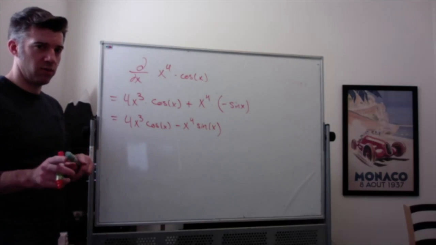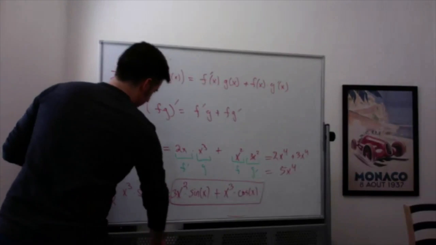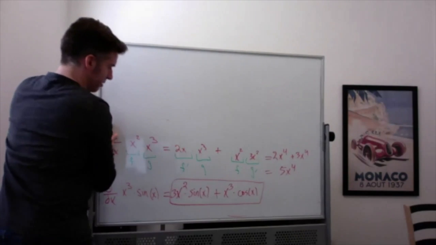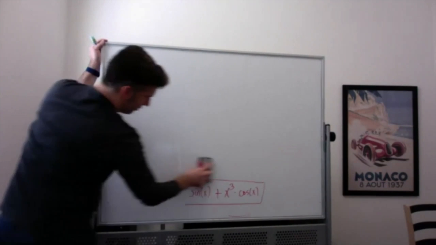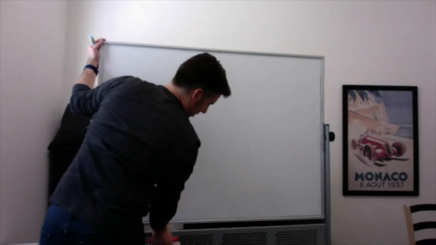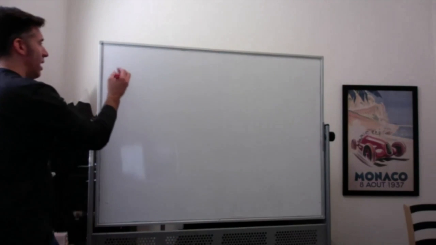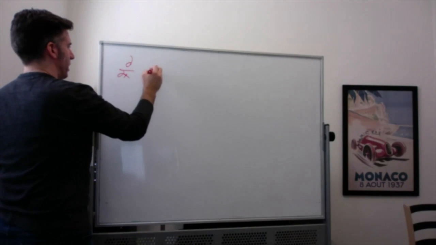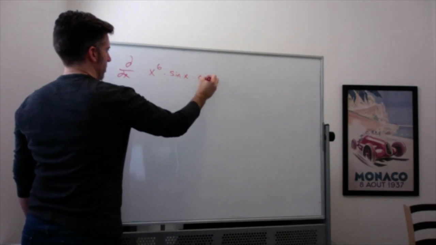So let me go one more because there's one last thing I want to say. I mean, really, there's a lot more things I want to say about the product rule. But there's one last thing I'll say in the less than a minute we have left. So the product rule can actually be extended to more than just a product of two things. For example, I could totally say I want to take the derivative of x to the sixth times sine of x times cosine of x.